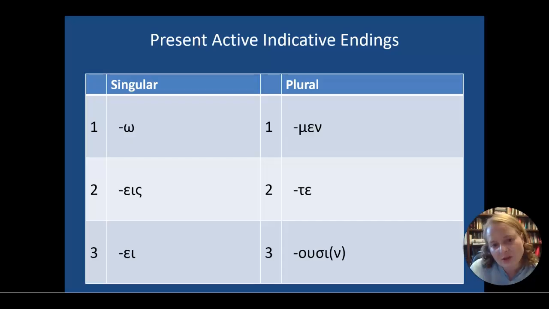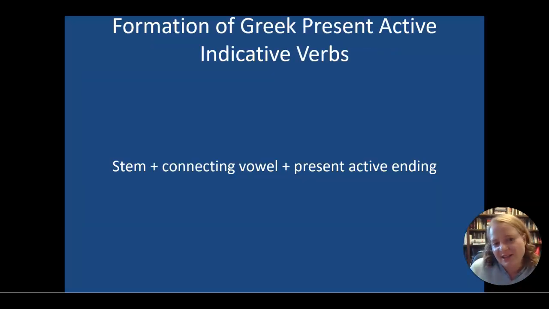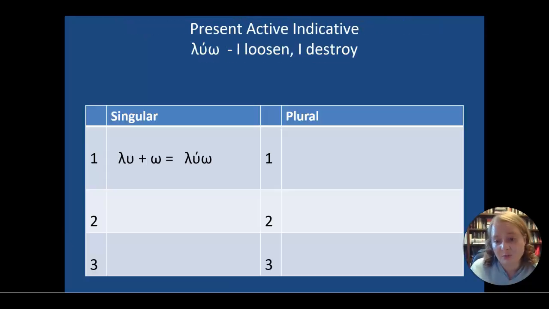These endings, -o, -eis, -ei, -omen, -ete, -ousi, are connected to a verb using a connecting vowel. So you have the verb itself, the stem of the verb, and then you have the connecting vowel, and then you have these endings, and so that's how we're going to form things in Greek. It's going to look like this, and this is what's in your textbook. Luo is the verb that you get in your vocabulary, but the stem of it is actually just lu, because you can pull off that omega and add other endings to it to make other people do the action.